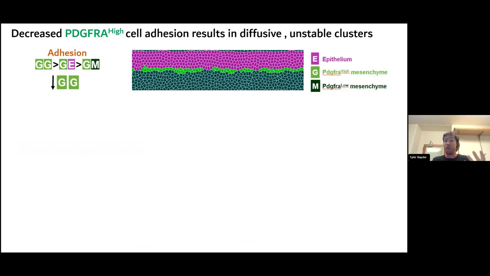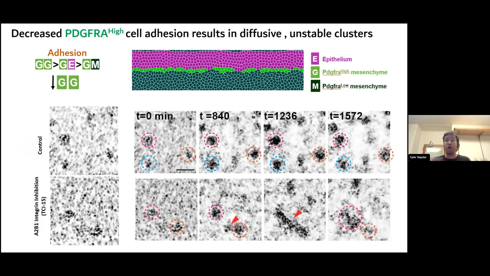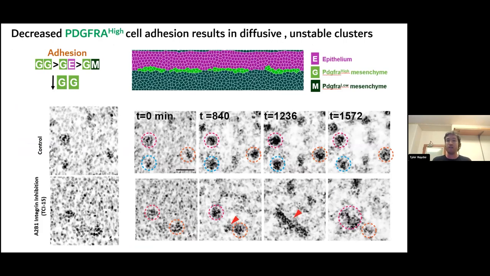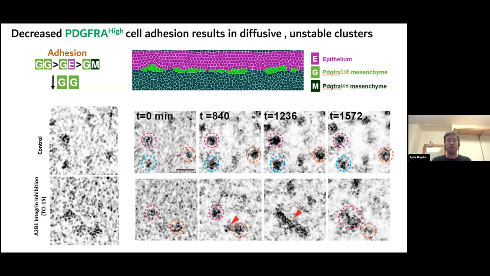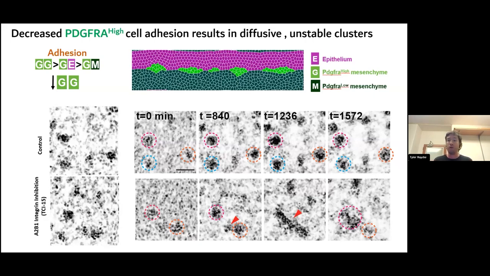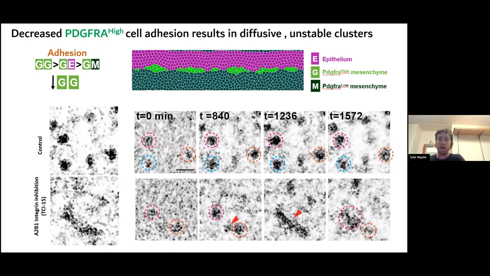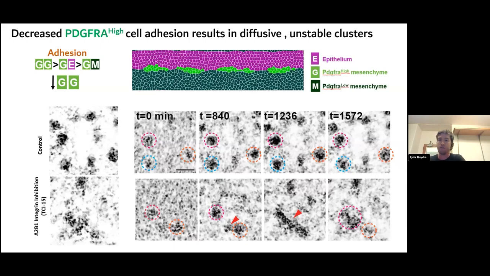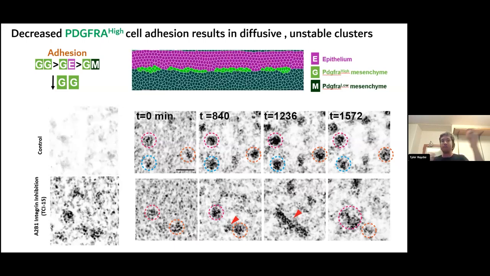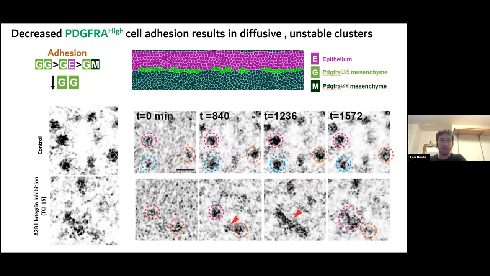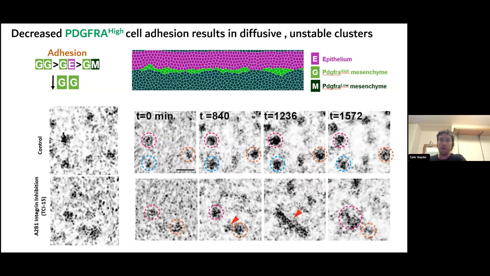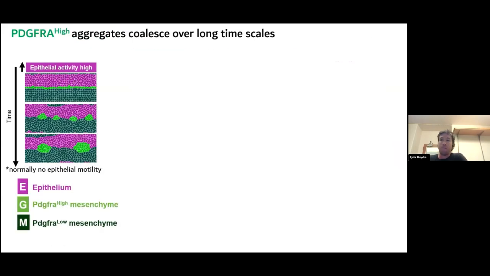We can then change the cohesion and find that by altering the way that these cells interact with each other, by lowering the cohesion, the clusters are less stable. And we see the same thing when we lower the cohesion of these aggregates by modulating integrin activities. So now cells, instead of staying in one place, move between the different clusters, destabilizing the whole process. And then finally, we look to see what would happen if we change the activity.